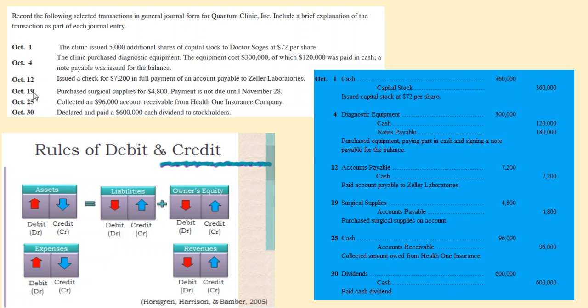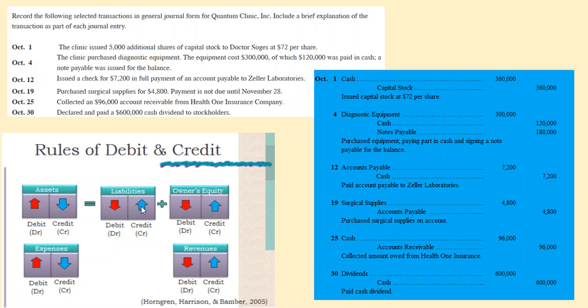All right, so on the 19th, we're going to purchase surgical supplies for $4,800, but we're not going to pay right now. We're buying them on account. Anytime we buy on account, that is a red flag that we have an accounts payable. Surgical supplies are going to be an asset. To increase an asset, we post a debit. So we're going to debit surgical supplies for $4,800.